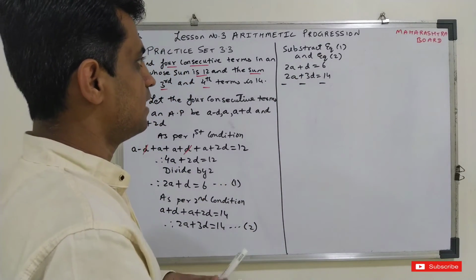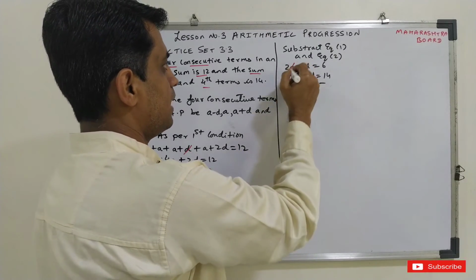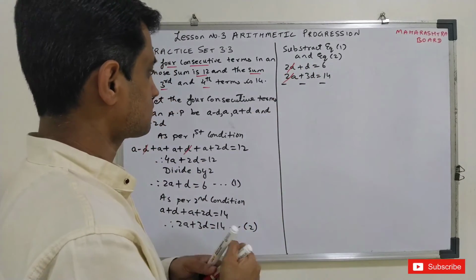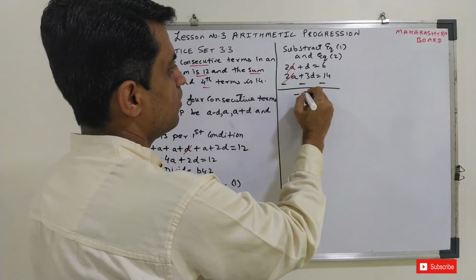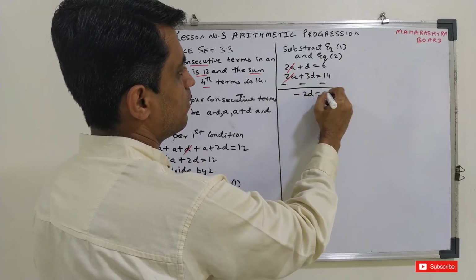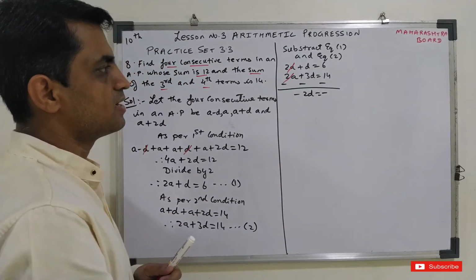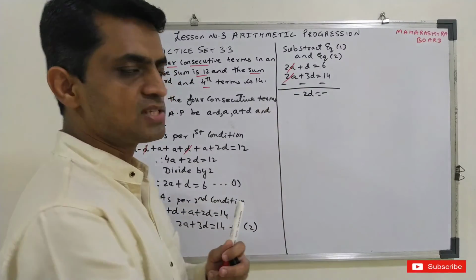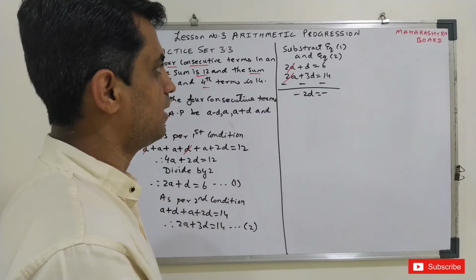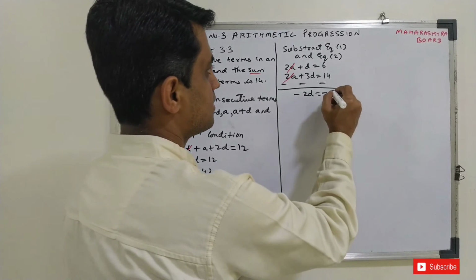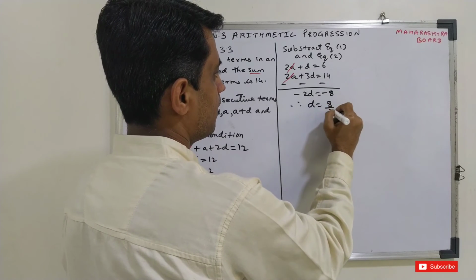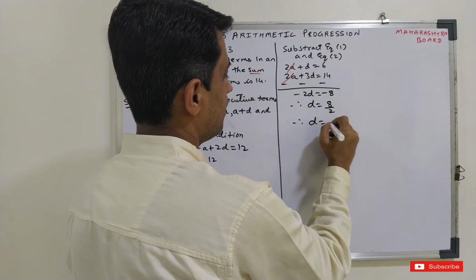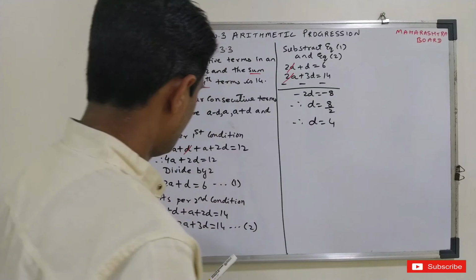Now what get cancelled here? Plus 2A and minus 2A. So what will we get here? This will give you minus 2D is equal to minus 6 minus 14, minus 8. Minus get cancelled. So we got D value as 4.